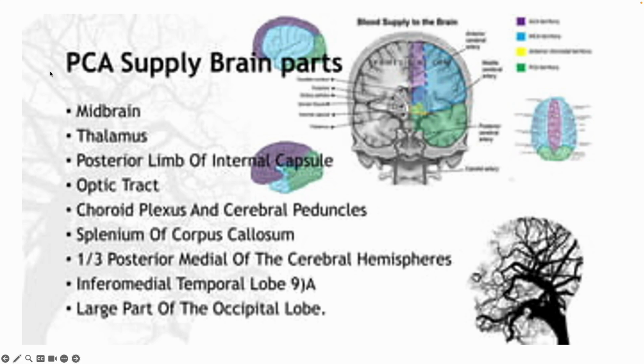هذه من posterior cerebral artery brain supply parts: midbrain, thalamus, posterior limb of internal capsule, optic tract, choroid plexus and cerebral peduncle, splenium, corpus callosum, the posterior of the central hemisphere, inferior medial temporal lobe, large part of the occipital lobe.